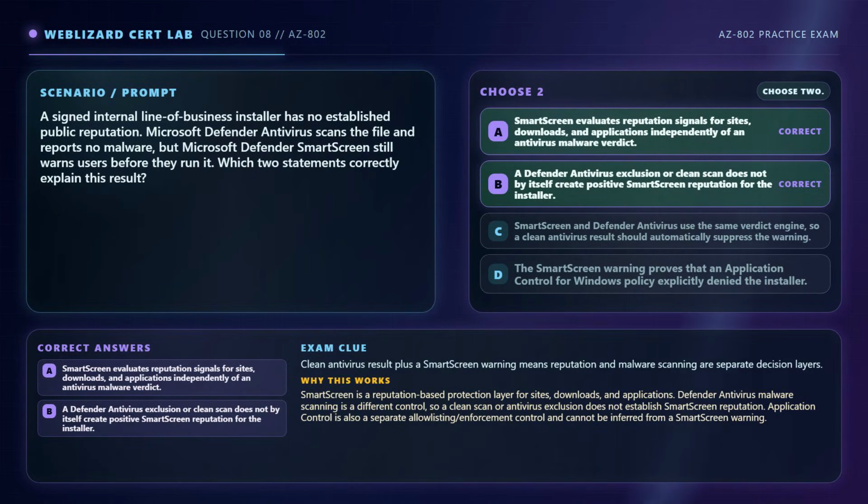SmartScreen is a reputation-based protection layer for sites, downloads, and applications. Defender antivirus malware scanning is a different control, so a clean scan or antivirus exclusion does not establish SmartScreen reputation. Application control is also a separate allow listing/enforcement control and cannot be inferred from a SmartScreen warning. Clean antivirus result plus a SmartScreen warning means reputation and malware scanning are separate decision layers.